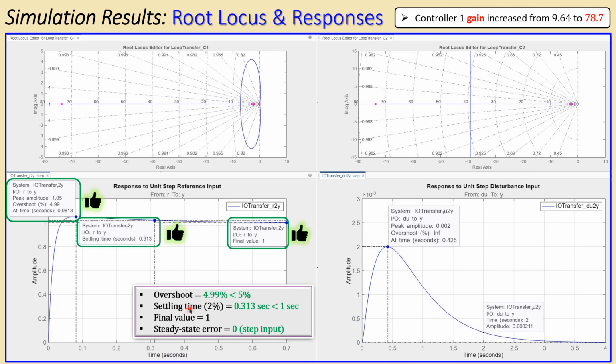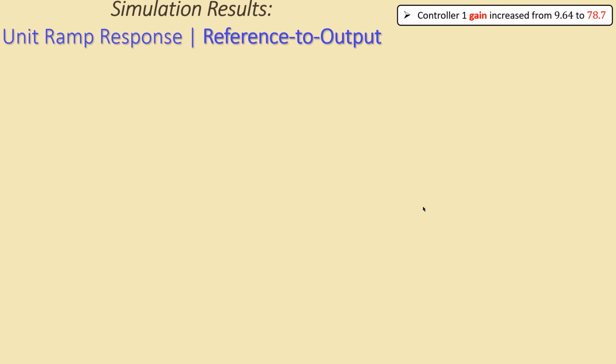So again, less than 5%, less than 1 second for the settling time, and also steady state error is 0. Here again, smaller peak value for our disturbance, again a win-win situation. And also you can see at 2 seconds it is not 0, but still very close, approximately 2 times 10 to the power minus 4, so very small value for disturbance by just tuning or changing the gain of that controller 1.